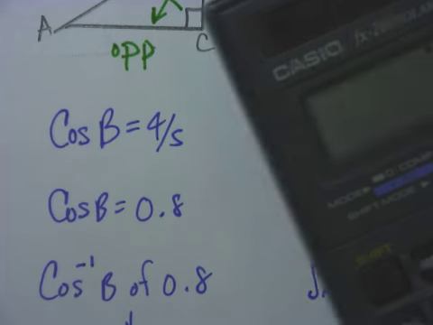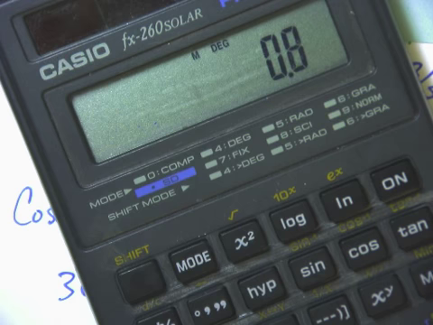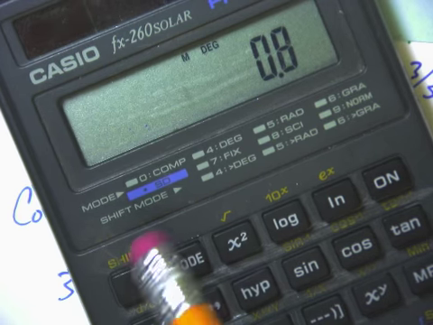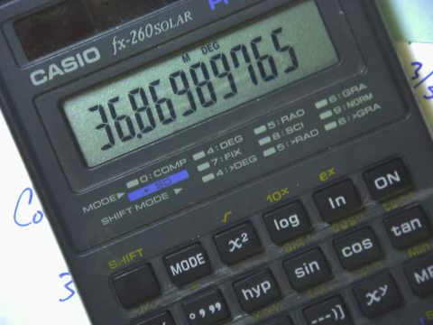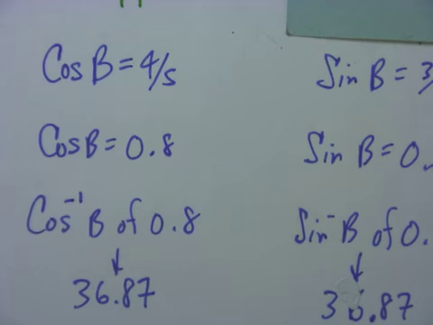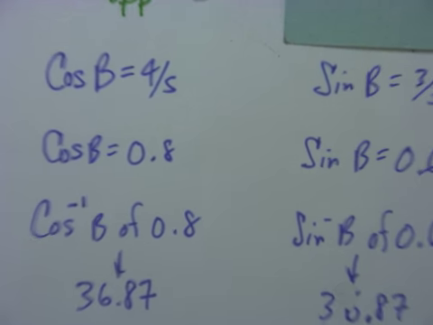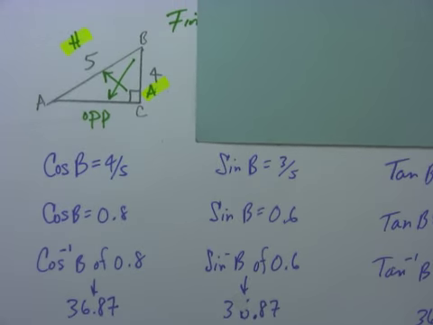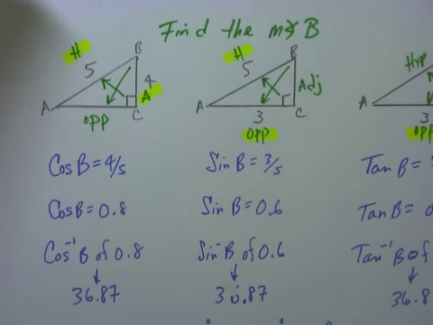Of course, I'm looking for the angle, so what am I going to do? I'm going to use the inverse function of 0.8. And when I do that, let's take a look here. I got 0.8. I'm going to hit the shift button, and I'm going to hit the cosine button. And look at that. What do I get? 36.87 degrees. Exactly what we said B was going to be.